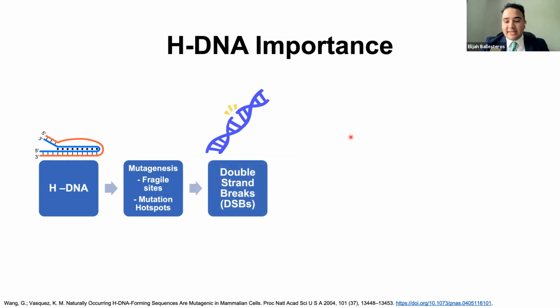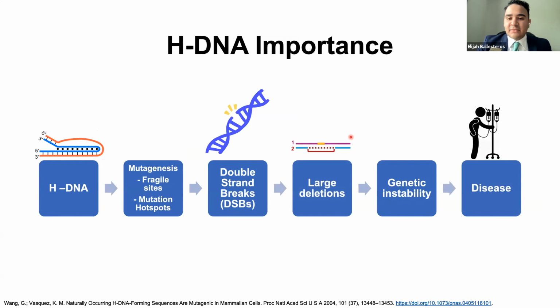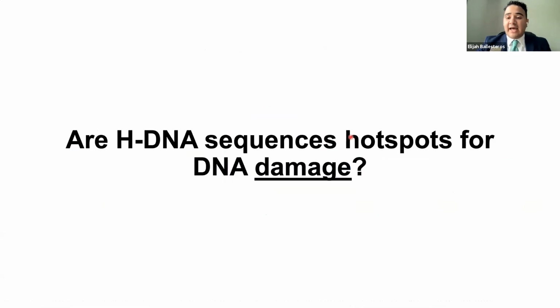These double-strand breaks result in single-stranded DNA, which are more susceptible to damage and can lead to large deletions, which lead to overall genetic instability because the newly replicated DNA sequence is not what it was originally. And this can lead to disease. So this study aimed to answer the following question: are hdNA sequences hotspots for DNA damage? To do this, we focus on hdNA's interaction with induced oxygen species.